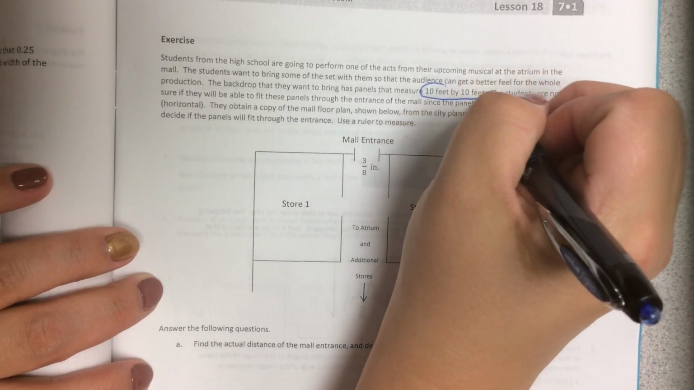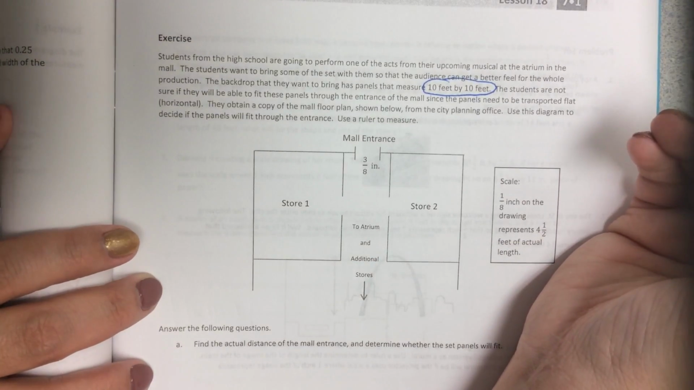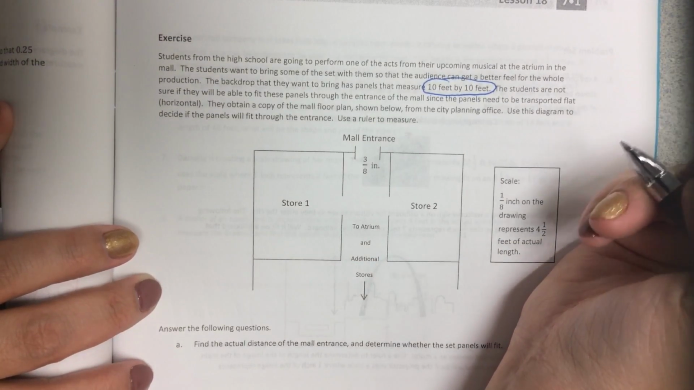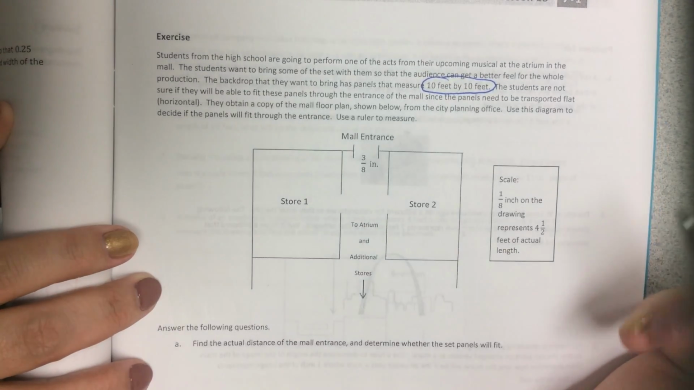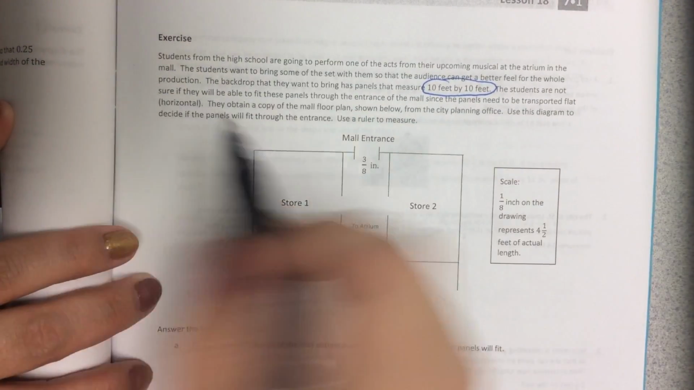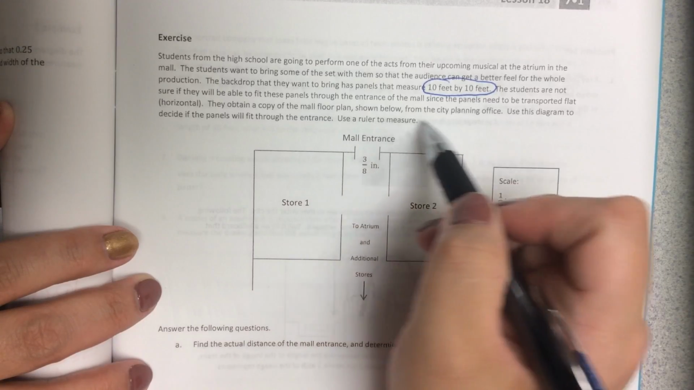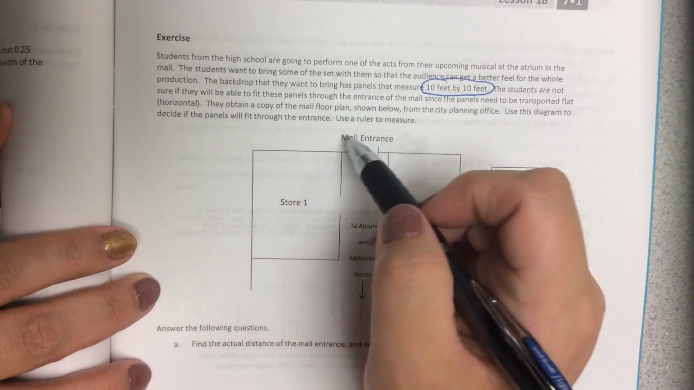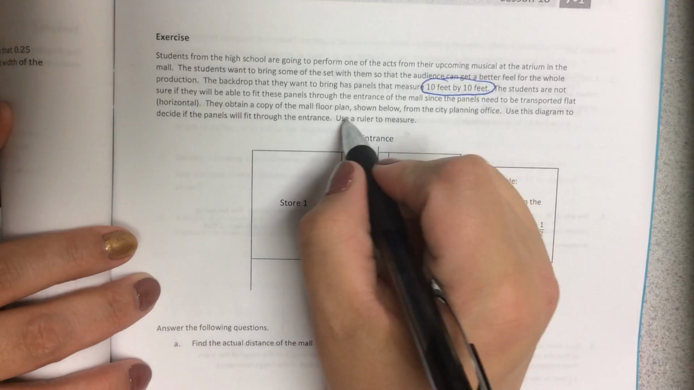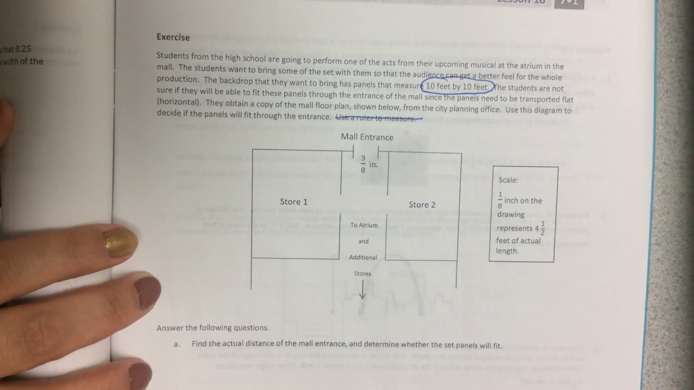That's probably important. The students are not sure if they'll be able to fit these panels through the entrance of the mall since the panels need to be transported flat, so horizontally. So basically 10 across. They obtain a copy of the mall floor plan shown below from the city planning office. Use this diagram to decide if the panels will fit through the entrance. Use a ruler to measure. We're not going to do that piece. We're just going to see if they fit.